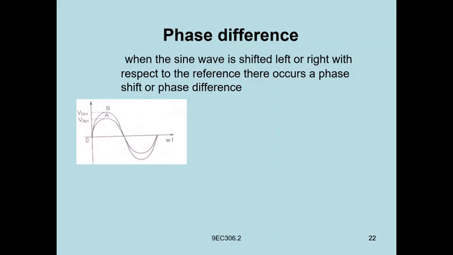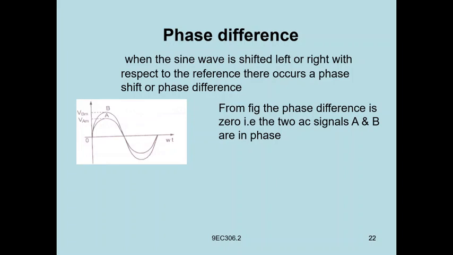See here, for a resistance, the voltage, and here you see two voltages A and B, two phasors A and B, both are in the same phase. That means these two phasors are starting at 0 itself. If the starting points of the two phasors are at 0, then there is no phase difference. The figure shows the phase difference is 0 because the two AC signals A and B are in phase.